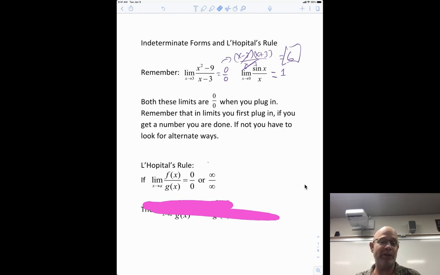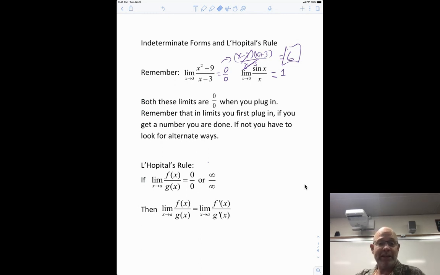If it's 2 over 0, it does not exist, right? If it's 0 over 2, that's 0, that's good. If it's 0 over 0, we look for another way. And L'Hopital figured out that it happens to be a fact that if the limit as x approaches a is 0 over 0 or infinity over infinity, if you take the derivative of both terms and then take the limit, you're going to get the exact same answer that it would have been.